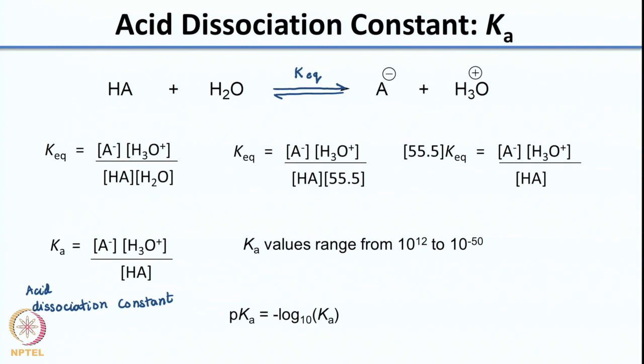So, what you need to remember is a low pKa indicates a strong acid. So, especially when you are trying to compare two acids, you can compare their pKa's, and the one with the lower pKa would be the stronger acid. And that makes sense because pKa is nothing but minus log to the base 10 Ka. So, that is quite straightforward and easy to understand.